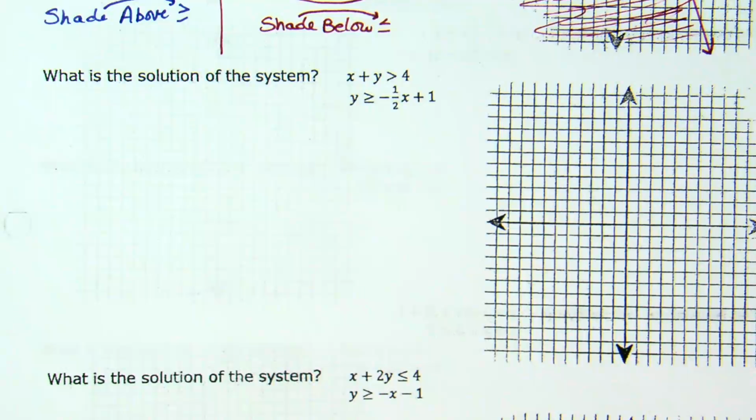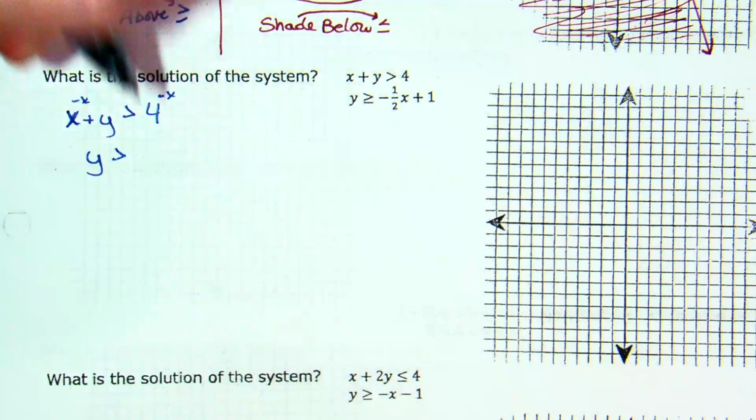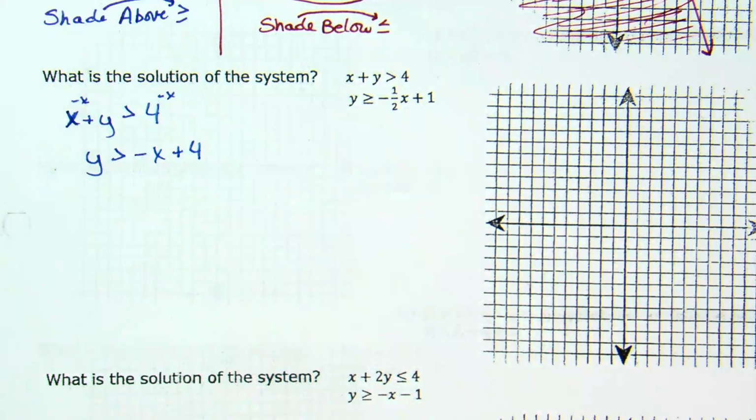Okay, first equation. X plus y greater than 4. What did you do for that first step? Okay, subtract the x. So I'm going to get y by itself. So y greater than, I could say 4 minus x, but I personally prefer negative x plus 4. How do I graph this?